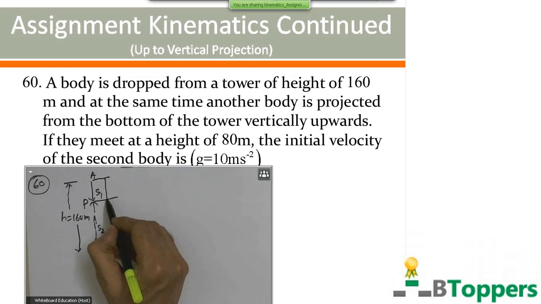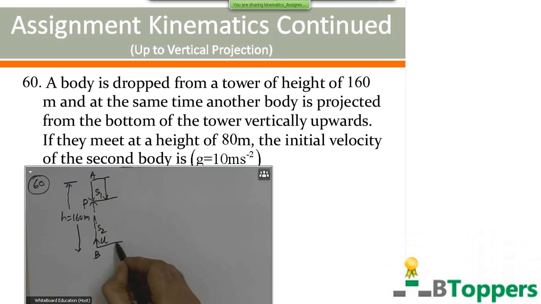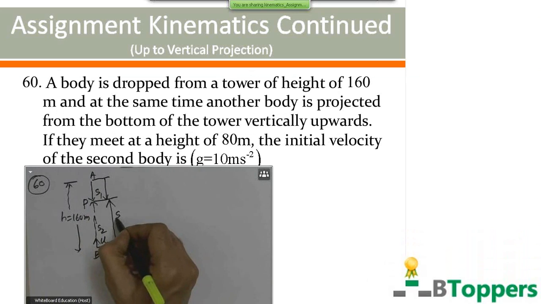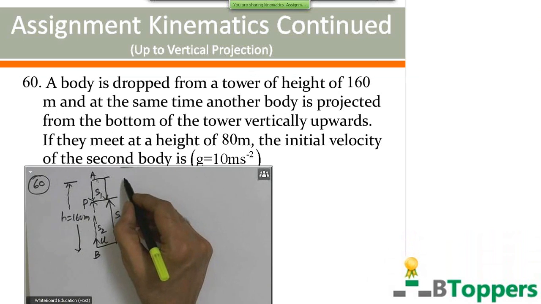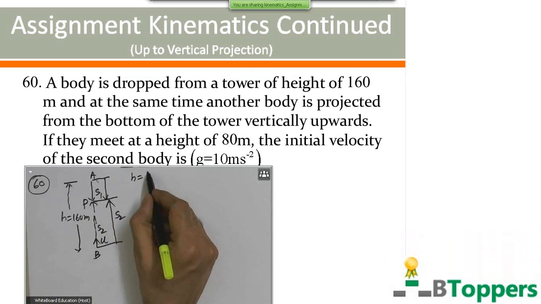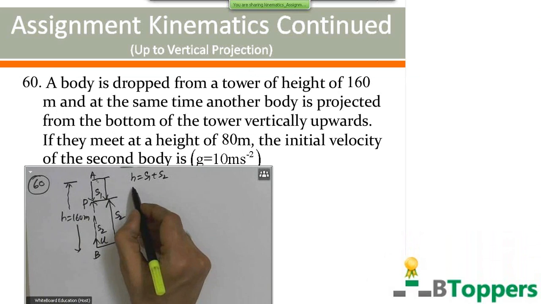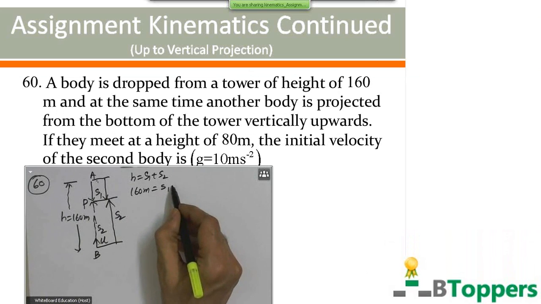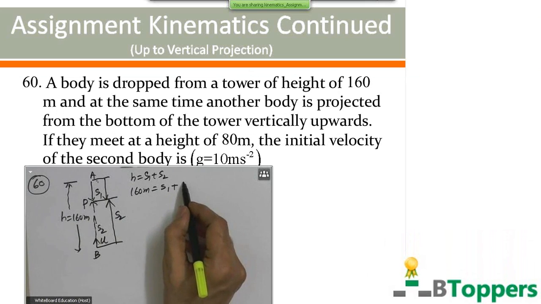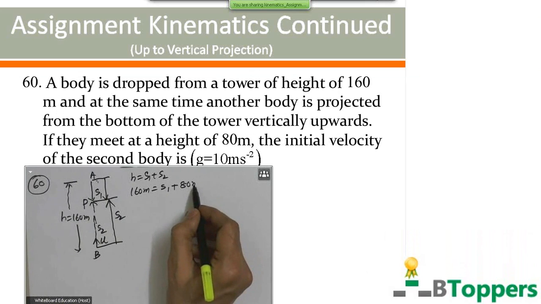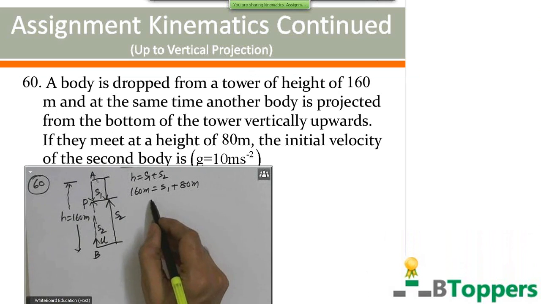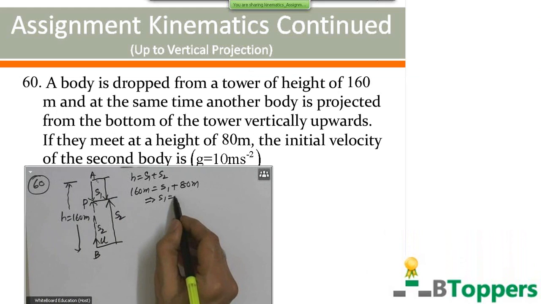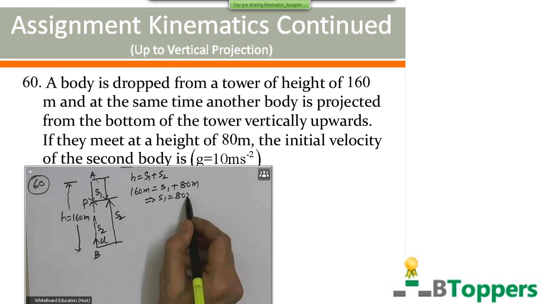That means s1 is the distance moved by the first body before collision, s2 is the distance moved by the second body before collision. So the distance from A to P is S1 and the distance from B to P is S2. It's given that H is 160 meters, so you can write H equals S1 plus S2. It is given that the two bodies meet at a height of 80 meters. That means S2 is 80 meters. If you simplify this, you get S1 equal to 80 meters, 160 minus 80, that will be 80 meters.